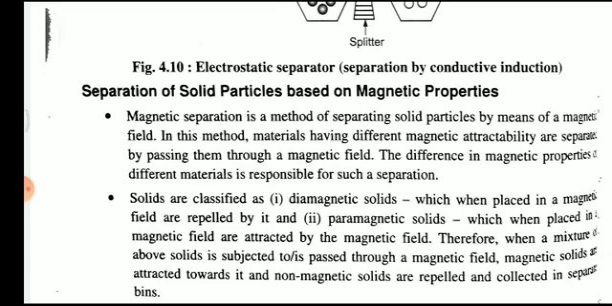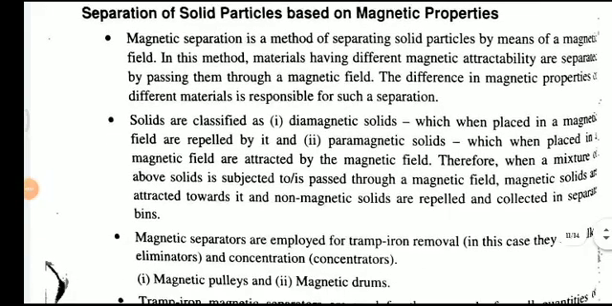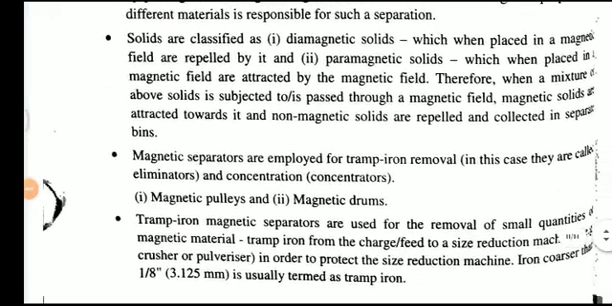In this method, materials having different magnetic attractability are separated by passing them through a magnetic field. The difference in magnetic property of the materials is responsible for such an operation. So for magnetic separation, magnetic properties are responsible for the separation. Now solids are classified. First, diamagnetic solids, which when placed in a magnetic field are repelled by it.